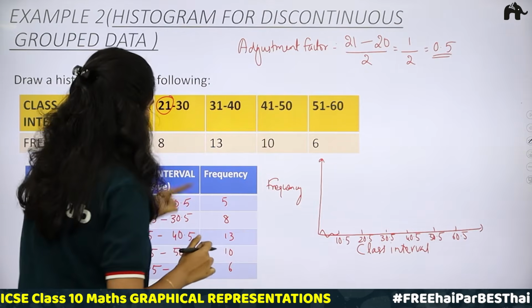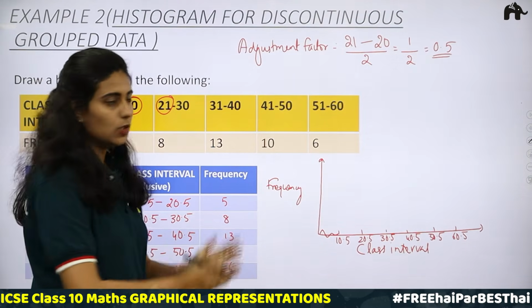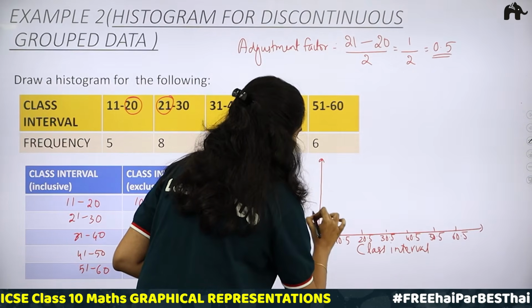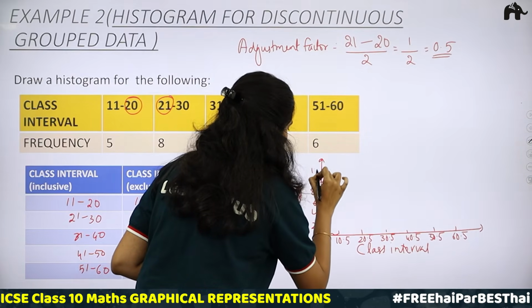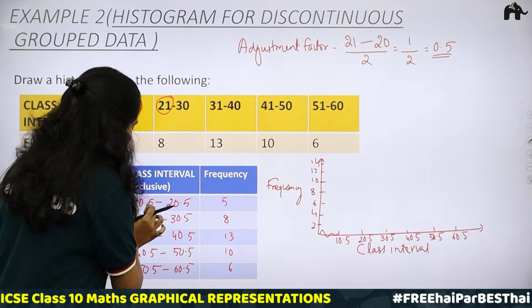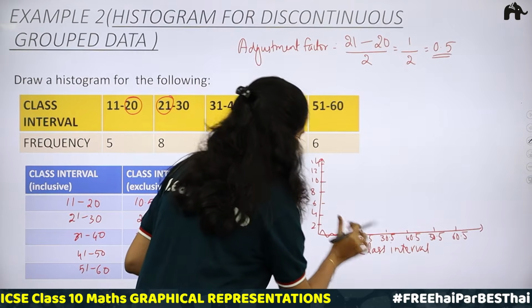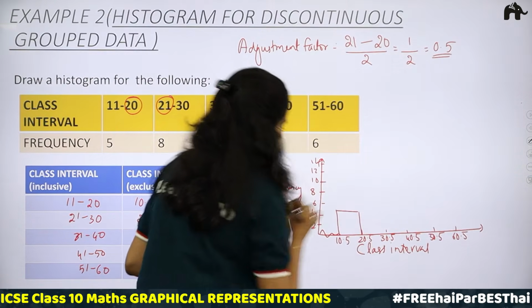So, frequency values 5, 8, 13, 10, 6. So, 13 is the highest value, 13 should be included. So, I will be taking the interval like this: 2, 4, 6, 8, 10, 12, 14. Okay. Now, here consider the interval 10.5 to 20.5, the frequency is 5. Here we have 5. So, this is the rectangle.